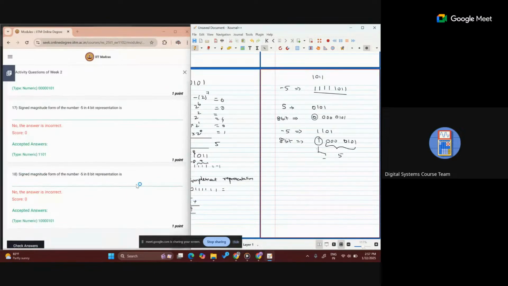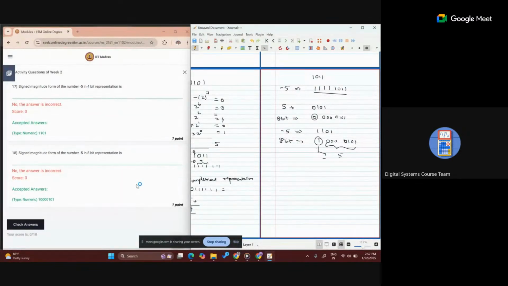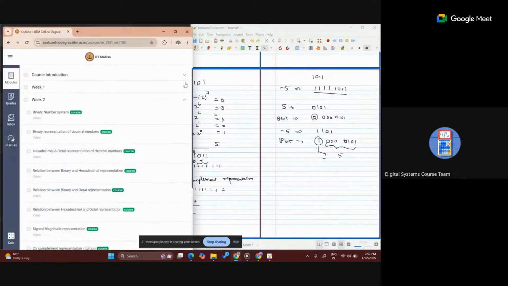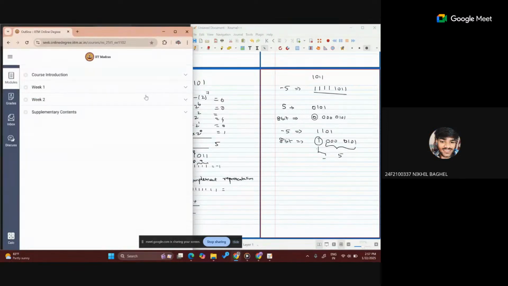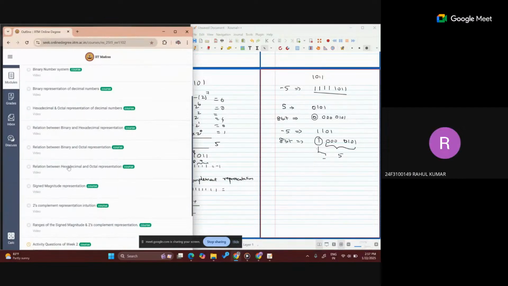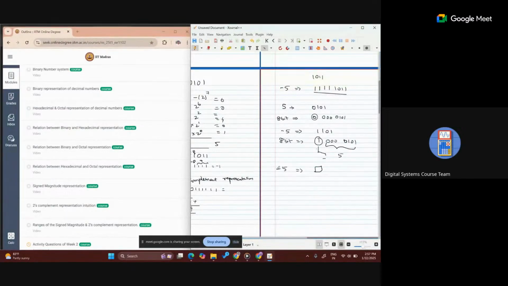I hope we have covered all the activity problems. Any other question regarding this week's content? No, sir. I am confused with the minus 5. Earlier, was it in two's complement or in signed magnitude format? In signed magnitude format. Okay, so minus 5. We are supposed to fill with 1 bit; I'm just talking about the 4-bit case.